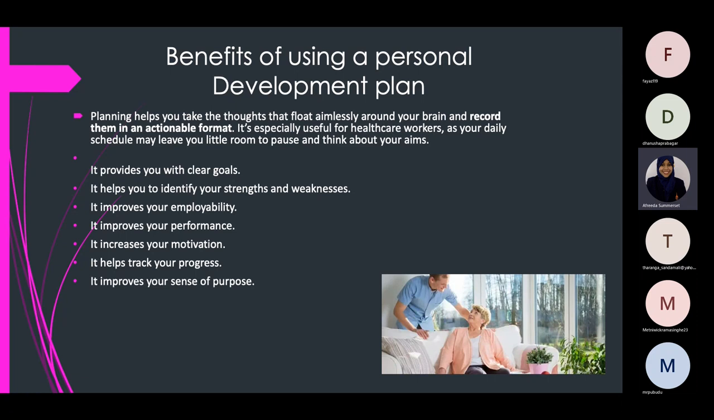Your sense of purpose. Do you all have a sense of purpose, students, in whatever you're all doing? I will ask Taranga first. Taranga, do you have a sense of purpose in what you're doing? Yes, miss. In what way? What is the sense of purpose you feel you're getting from being an entrepreneur, running your own thing? What do you feel? Share with us.